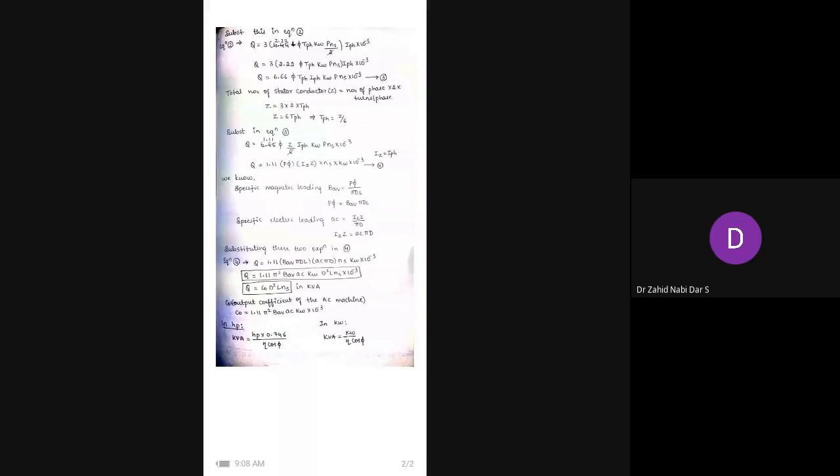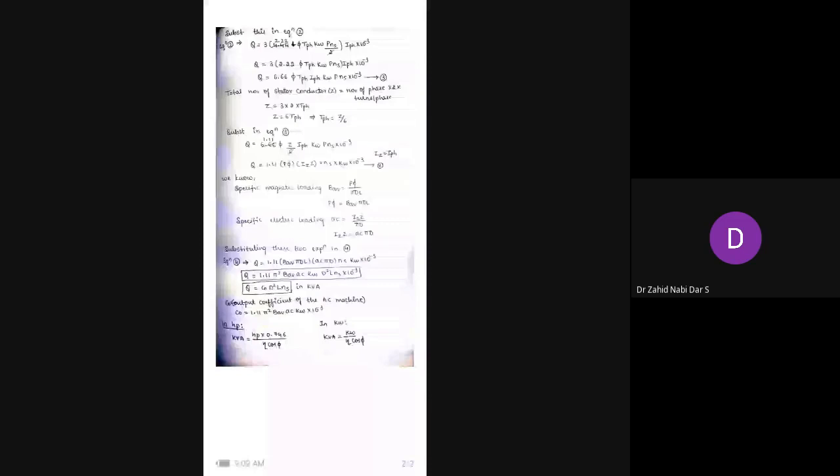After cancelling, we are going to get Q equal to 1.11 into P phi Iz into Z into Ns into Kw into 10 power minus 3. And here Iz is nothing but equal to I phase. Also we know that the specific magnetic loading BAV is equal to P phi by pi D L. So from this, P phi will be equal to BAV pi D L. And the specific electric loading AC will be equal to Iz into Z by pi D. So from this, Iz into Z will be equal to AC into pi D.